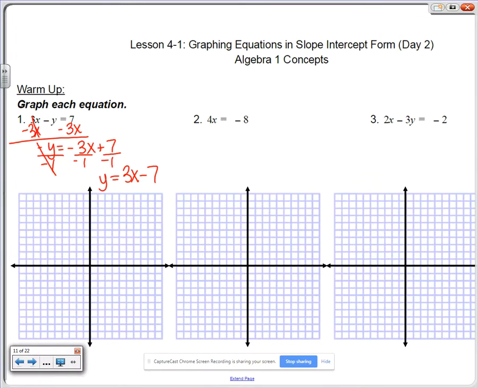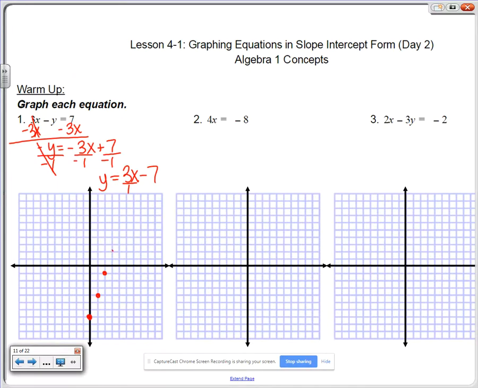Where do I begin this line? Does everybody see this -7? Does that happen on the x or on the y? On the y-axis. So 1, 2, 3, 4, 5, 6, 7 would be right about there. Where do I go? To the right. Remember, that is +3 over 1, so we're going to go up 3 to the right 1. Up 3 to the right 1.